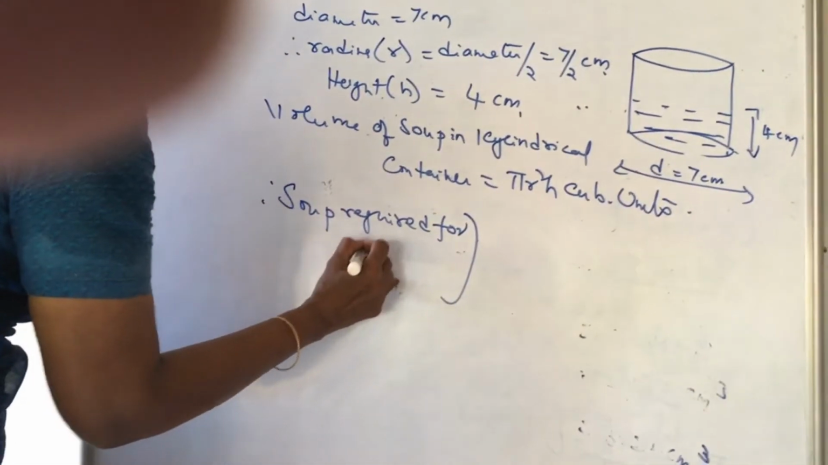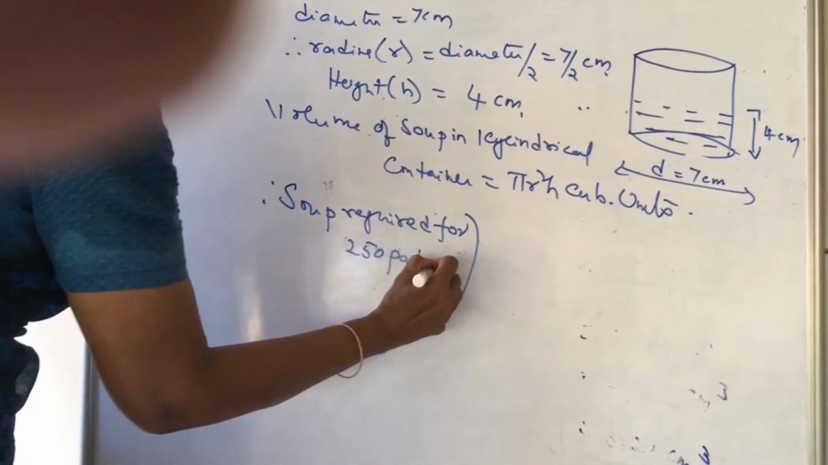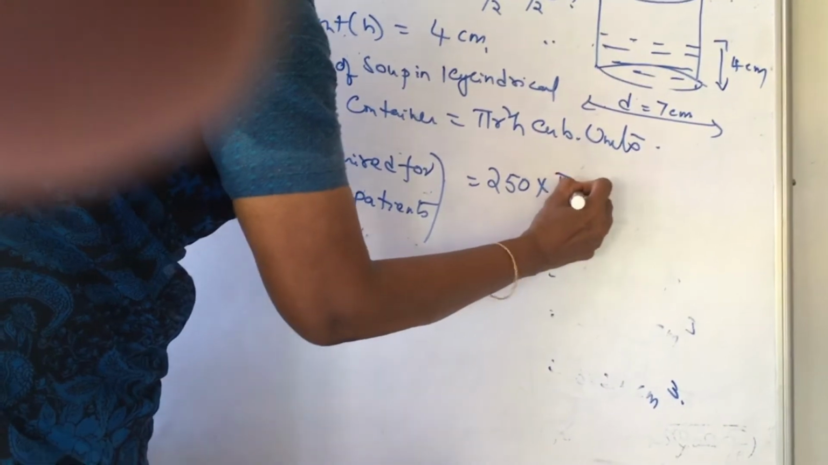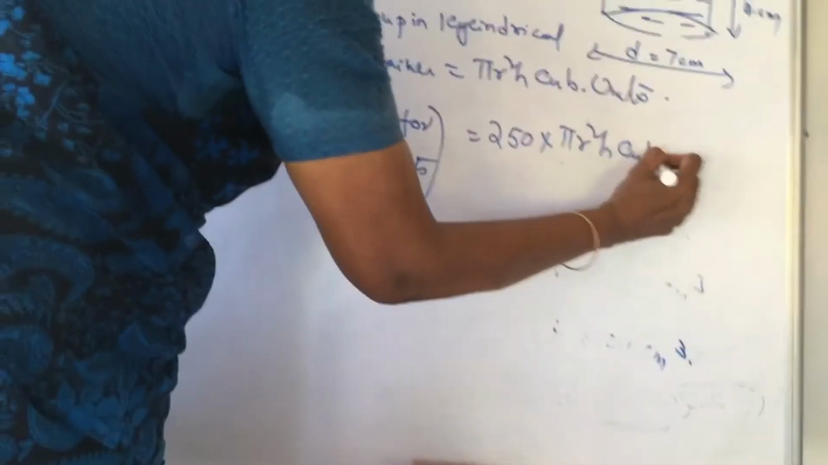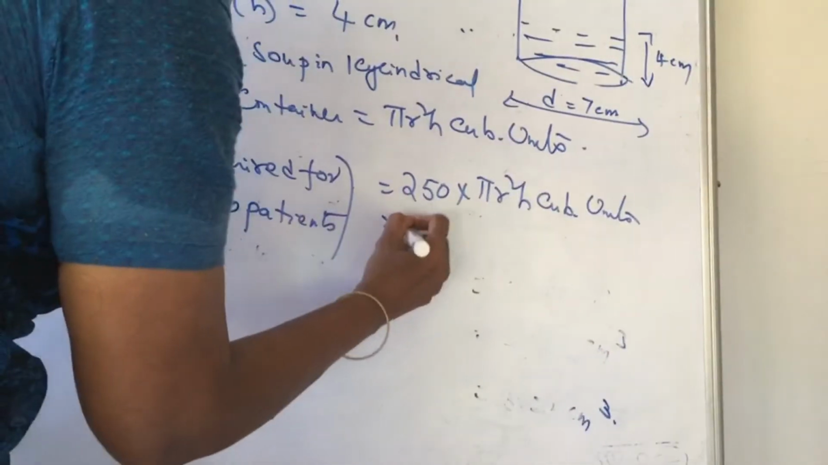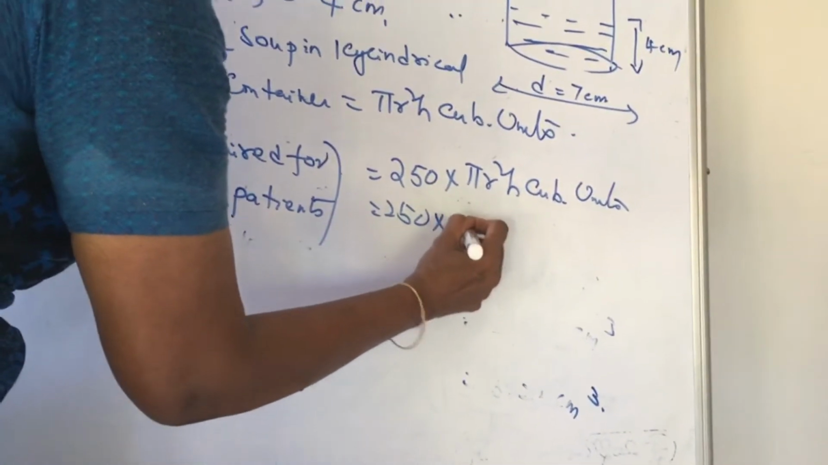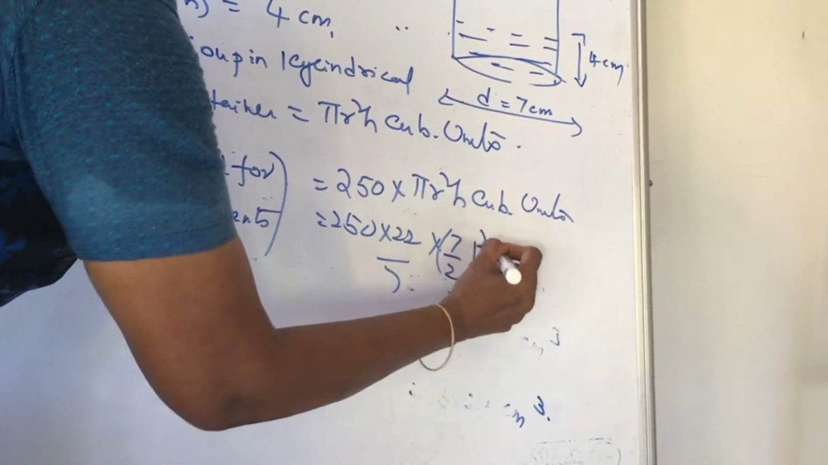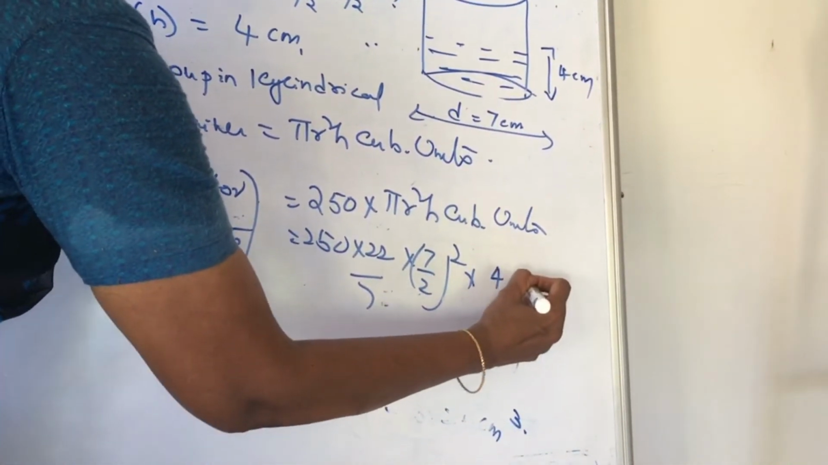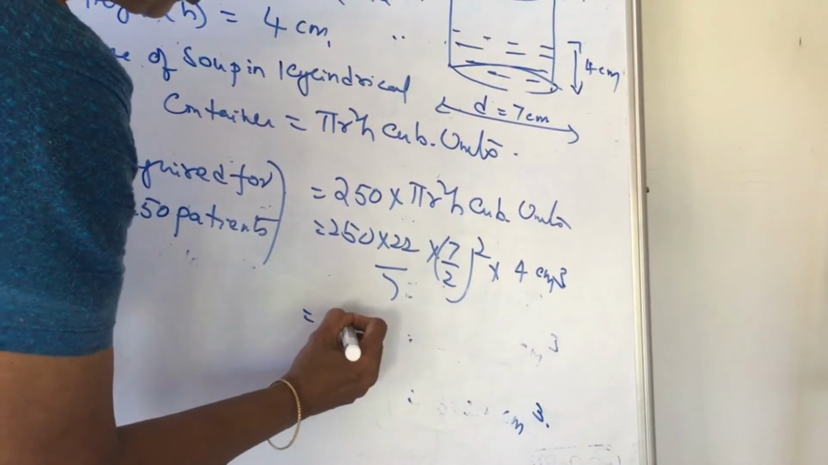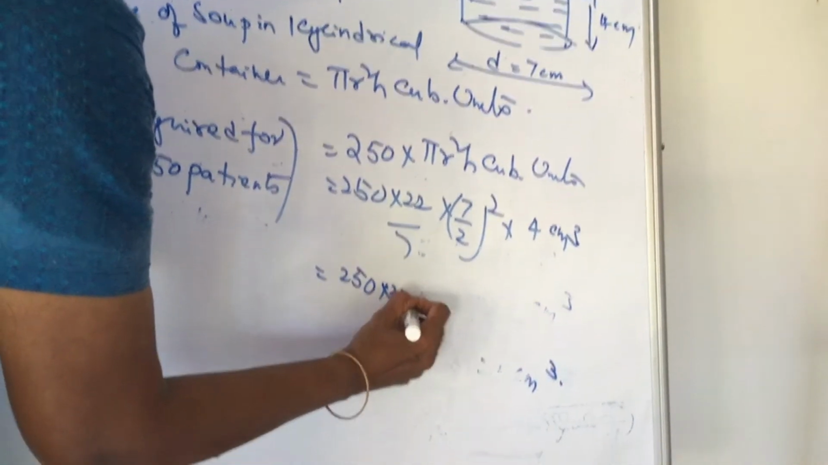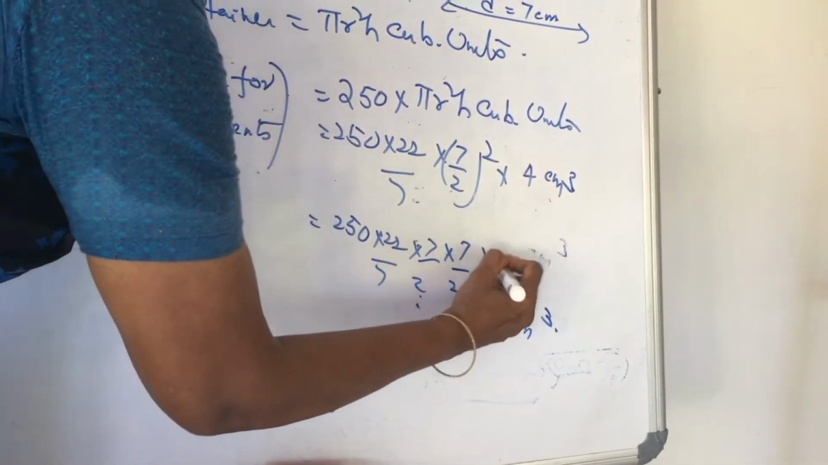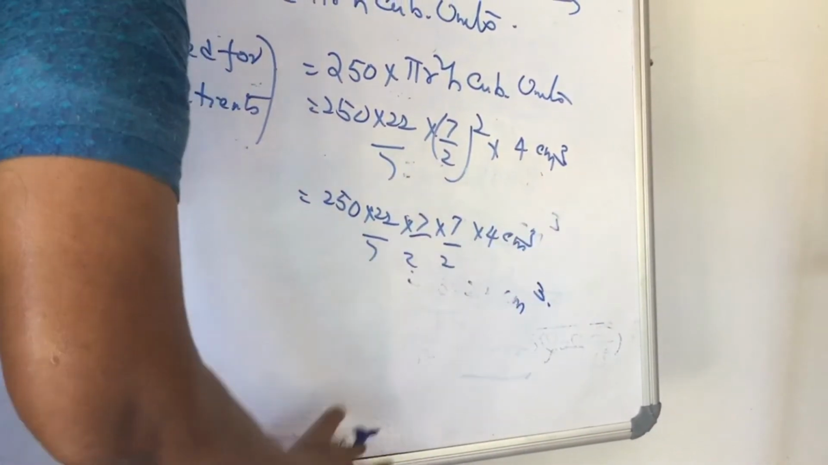How many patients? 250 patients is equal to 250 into pi r square h cubic units. Pi value 22 by 7, r is 7 by 2 the whole square, into h, 4 centimeters cube. 250 into 22 by 7 into 7 by 2 the whole square into 4 centimeters cube.